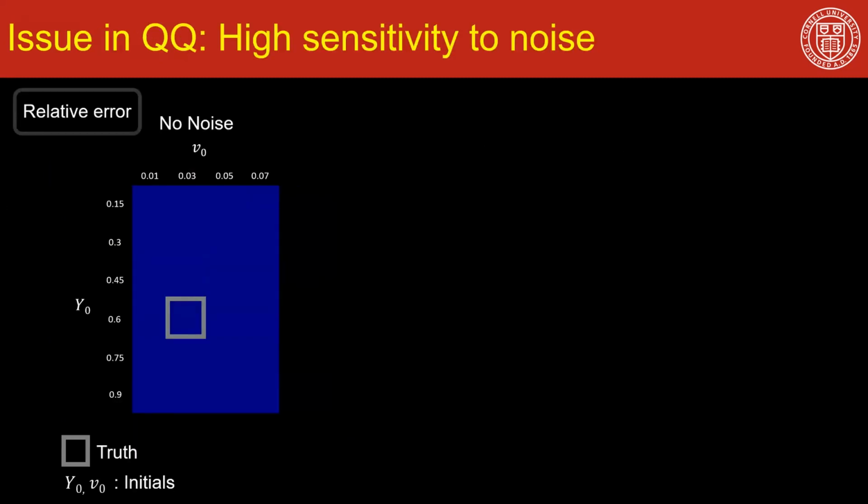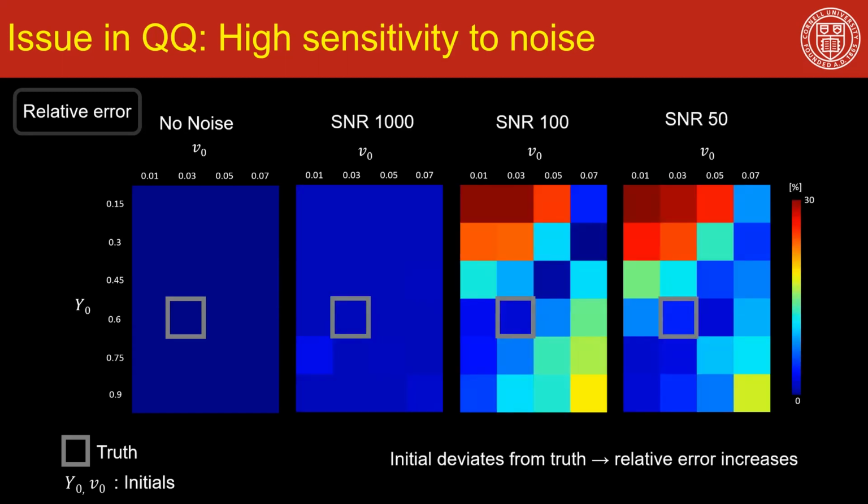However, this QQ model has an issue. It involves poorly conditioned non-convex optimization due to coupling among parameters. So it is sensitive to noise. This slide shows how the results depend on the initial guess with noise. The gray box indicates the ground truth. We use different Y and V initial guesses, Y0 values and V0 values. Without noise, the result does not depend on the initial guess, showing dark blue from every initial guess. However, if we add realistic noise such as SNR 100 and SNR 50, when the initial guess deviates from the truth, the relative error increases.